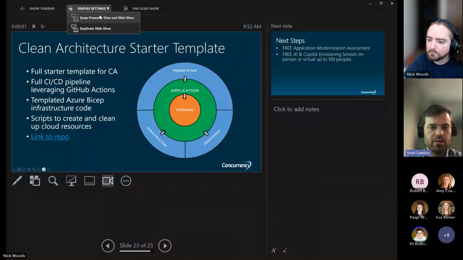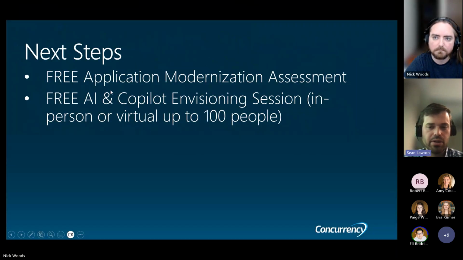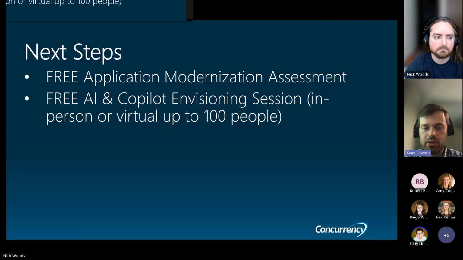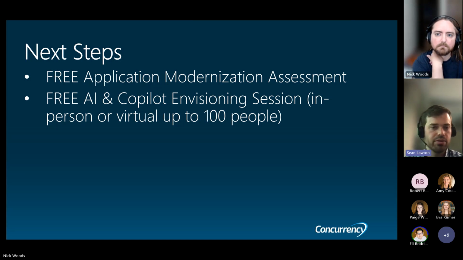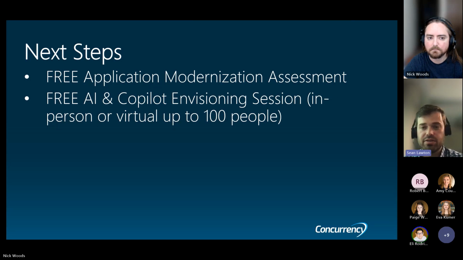that's kind of the meat and potatoes here that we have for you for how you can use GitHub Actions to enhance your CI/CD process and kind of take those old legacy applications and modernize them with more modern solutions, right? So for next steps, we do offer a free application modernization assessment. And then we have also a free AI and Copilot envisioning session, in person or virtual, of up to 100 people.